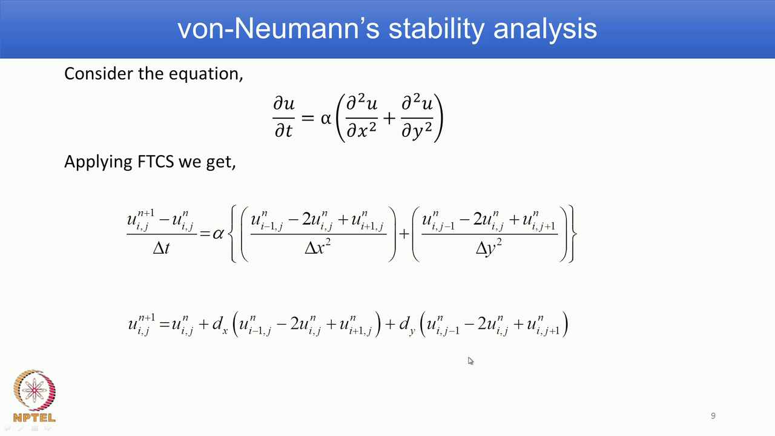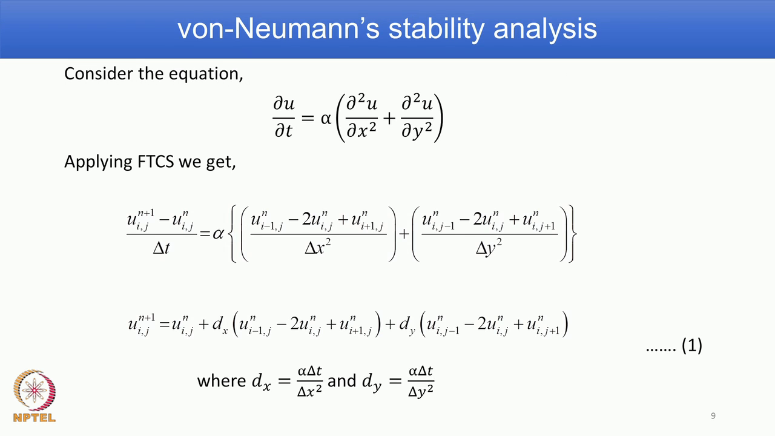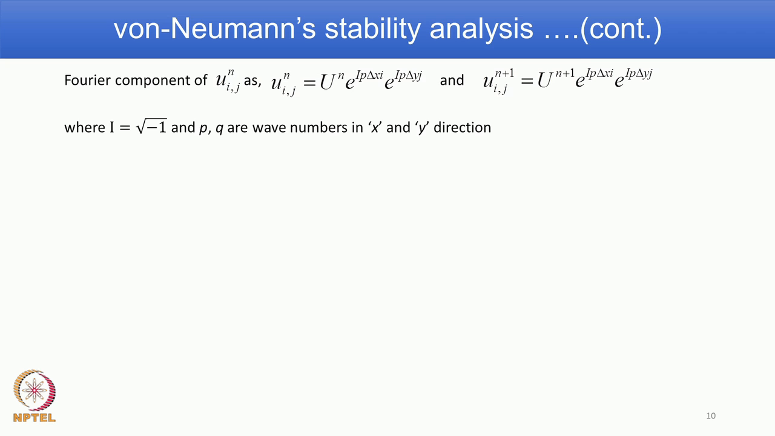Now, let us apply von-Neumann stability analysis to this final discretized equation, following the same procedure as we did for the one dimensional equation. So, consider the Fourier component of u i comma j n as u i comma j n equal to U at n. This capital U is for wave, and e to the power of I p delta x i and e to the power of I q delta y into j.